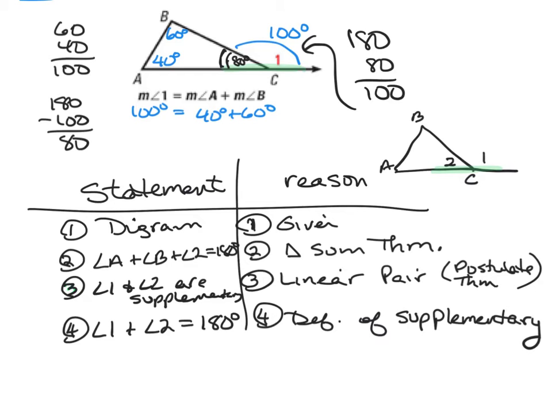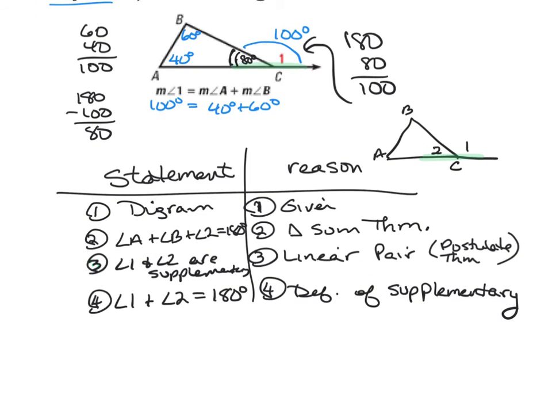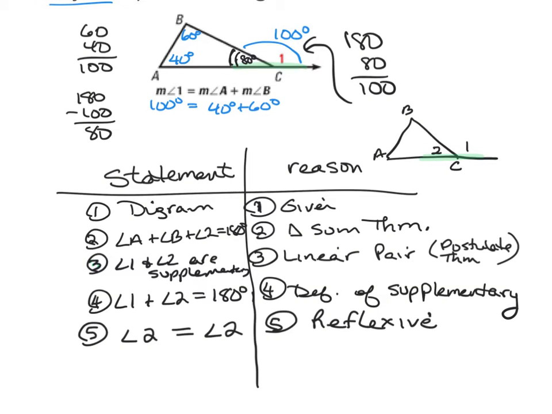Next, I'm going to establish that angle 2 equals angle 2, and that's my reflexive property. We will be using the reflexive property quite often in our proofs. A lot of times it's actually not in our triangles but in our quadrilaterals, especially when we bring in some diagonals. But that's to come in the future.